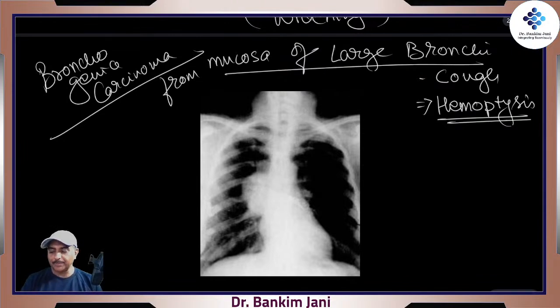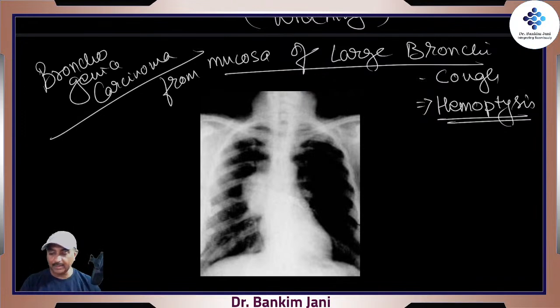So this is hemoptysis, whether the blood is coming from lung or from stomach. When it is coming from the stomach, it is called hematemesis, the vomit of blood. When it is hemoptysis, it is coming from lungs.